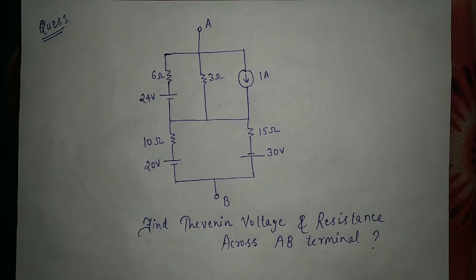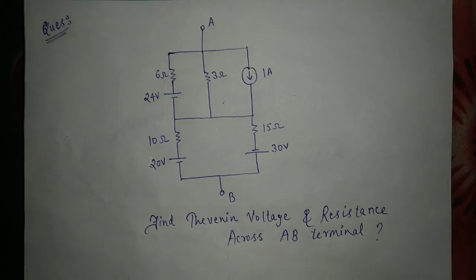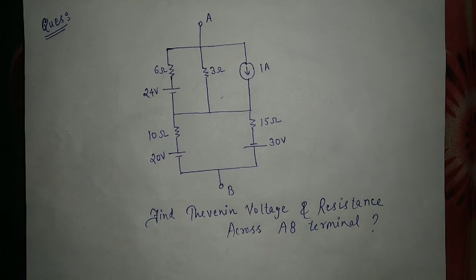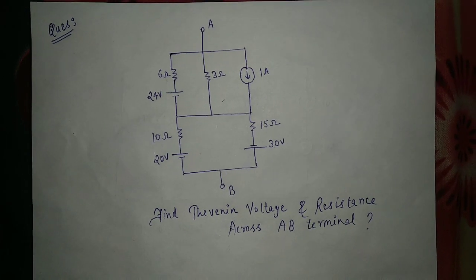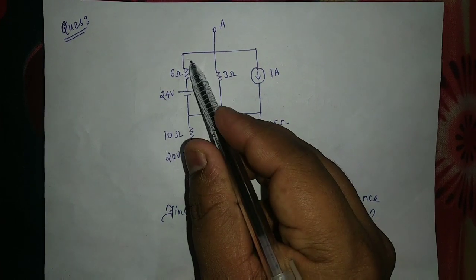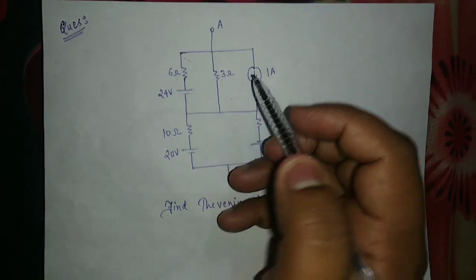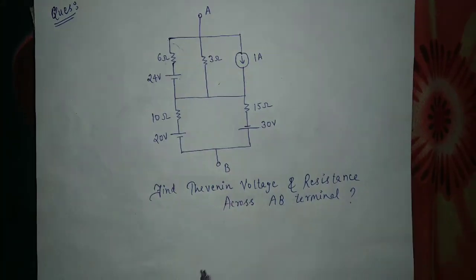Hi friends, welcome back. For the given circuit we have to find Thevenin's voltage and resistance across AB terminal. So this is a voltage source with resistance. We have to convert it into a current source in parallel with resistance.